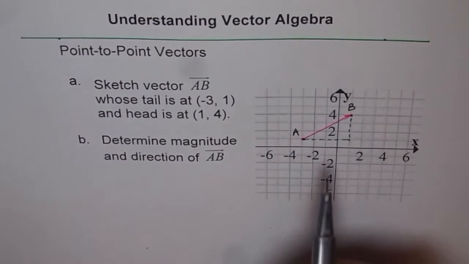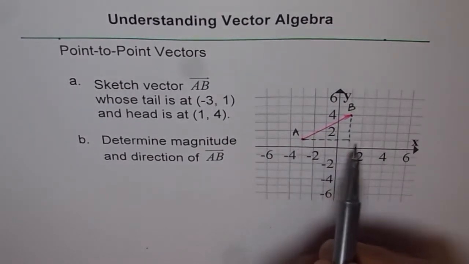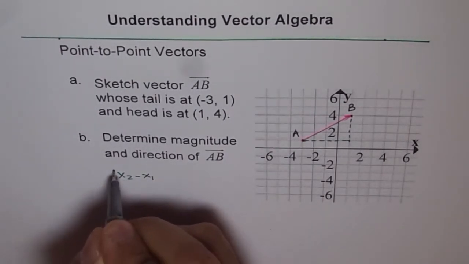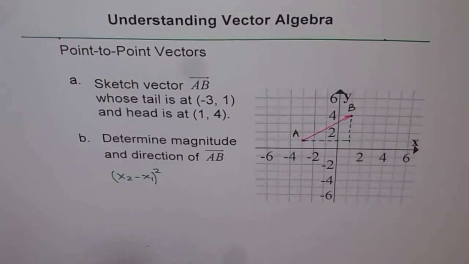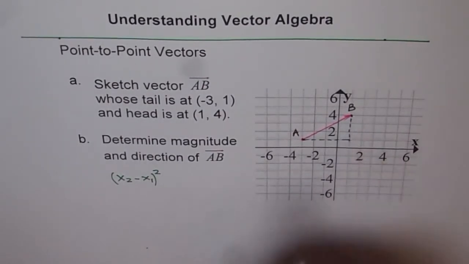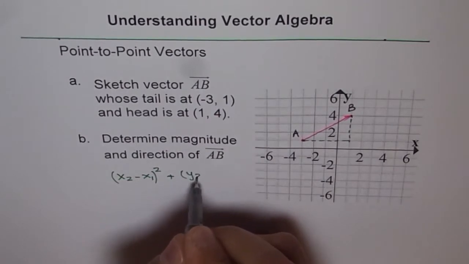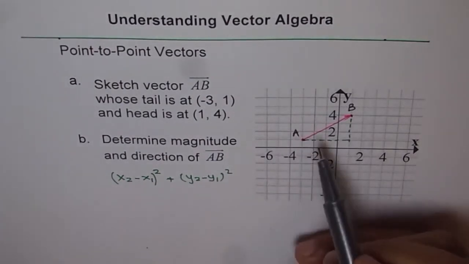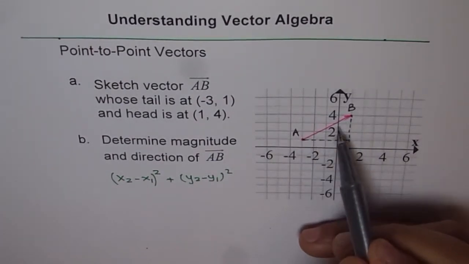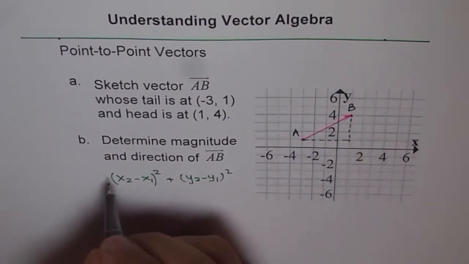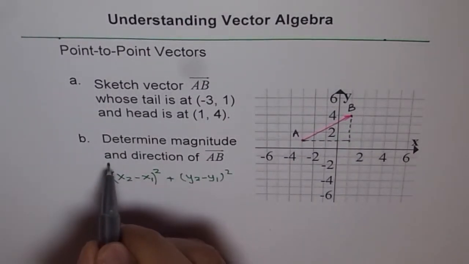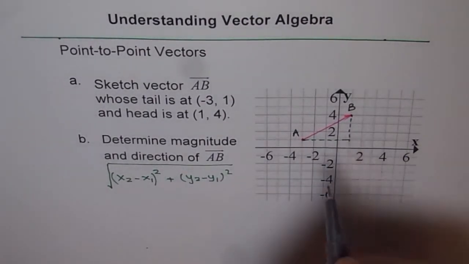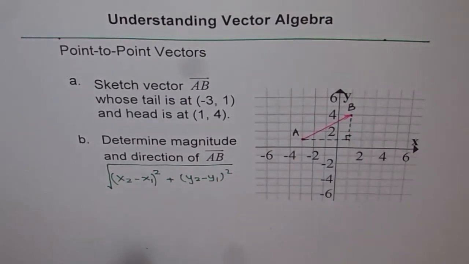From here we can see the change in x position, that means x2 minus x1. Once we find that, we can square it. Similarly, we'll find the change in y position, that is y2 minus y1, and we'll square it. With that, we'll get the square of AB. But we need just the magnitude of AB, so we'll take the square root, right? That is as good as the Pythagorean theorem. So applying the Pythagorean theorem to this right triangle, what do we get?